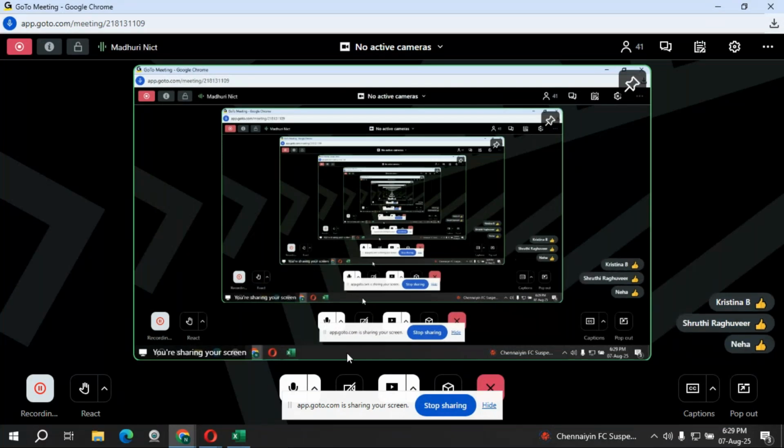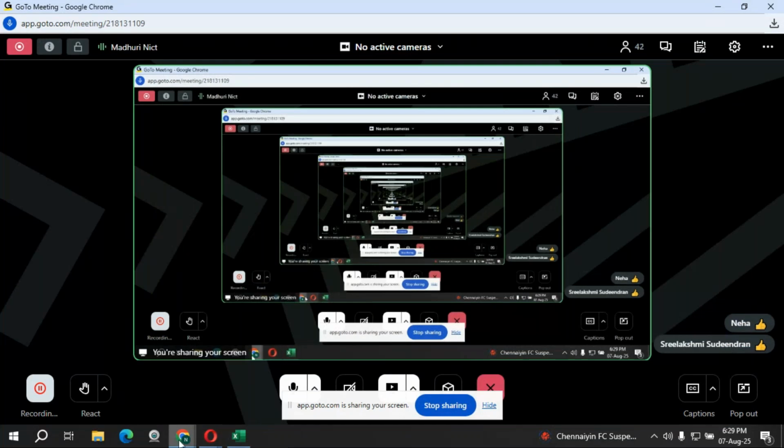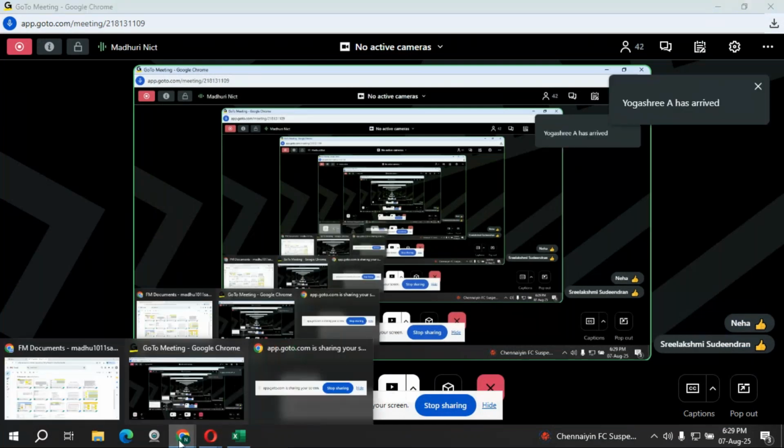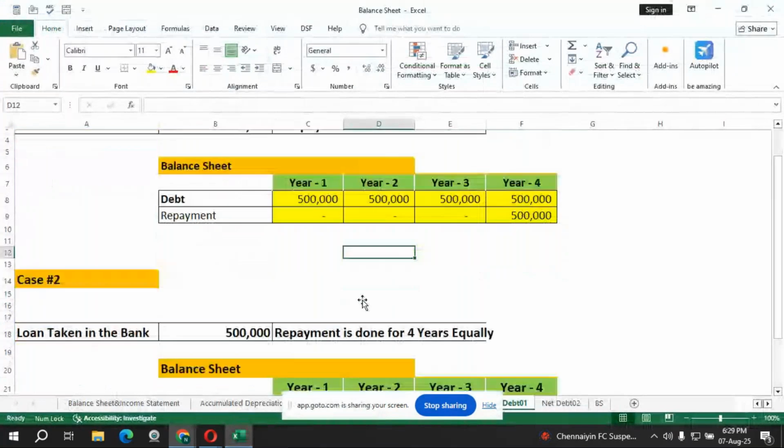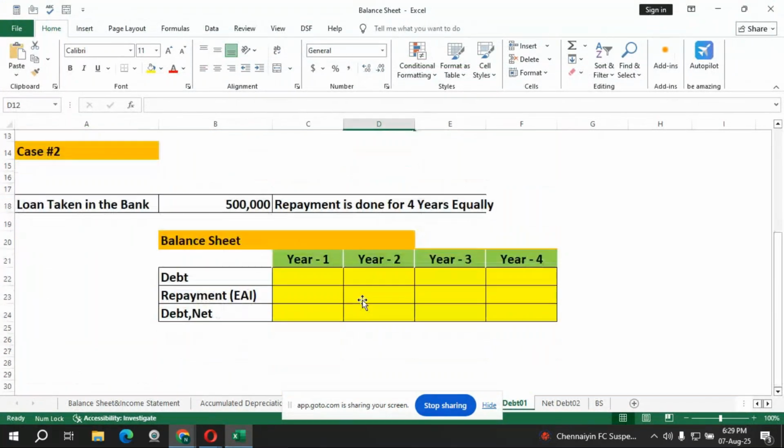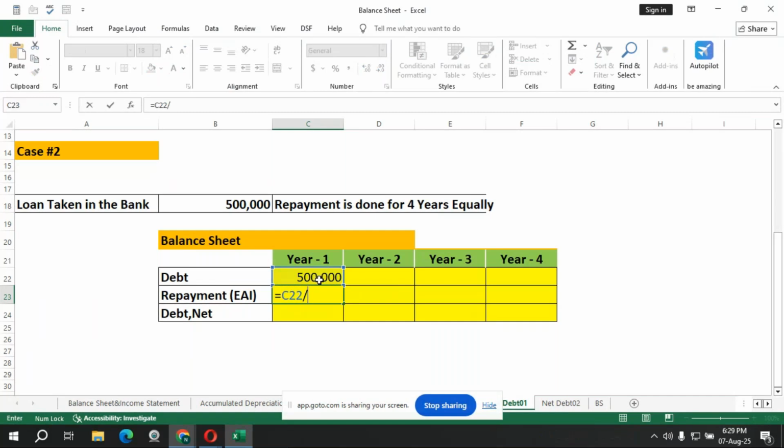Okay. Fine. So we'll go for the next table. Case 2. Case 2 is what? Again, the loan taken from the bank is 5 lakhs. If repayment is done over 4 years equally, how do you do it? What is year 1 debt? It is 5 lakhs, correct. Now, it is said that repayment is done over all 4 years equally. So how do you do it? It equals 5 lakhs divided by 4 years.